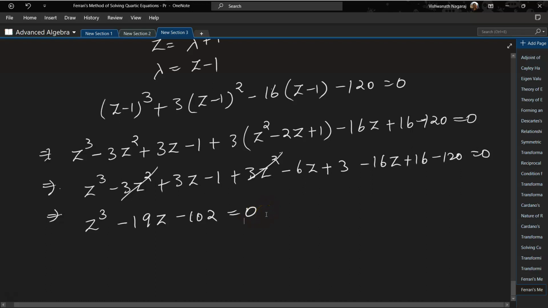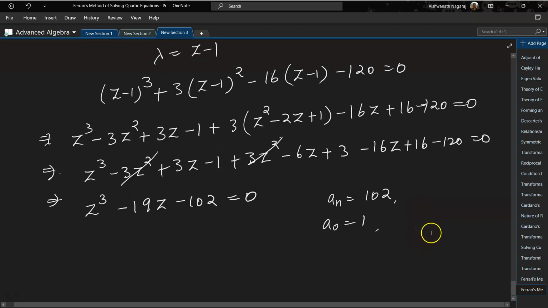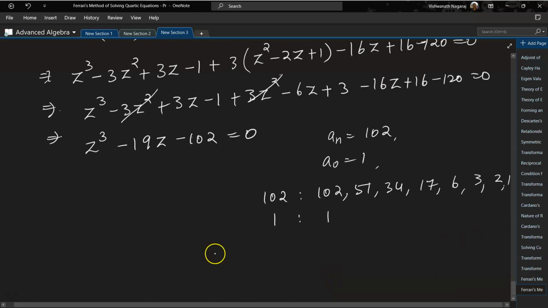Again, we will use the rational root test. Here, An, in this case a3, is equal to 102 and a0 is equal to 1. Factors of 1 are 1. Factors of 102 are 102, 51, 34, 17, 6, 3, 2, and 1. So we have plus or minus 102, 51, 34, 17, 6, 3, 2, 1.